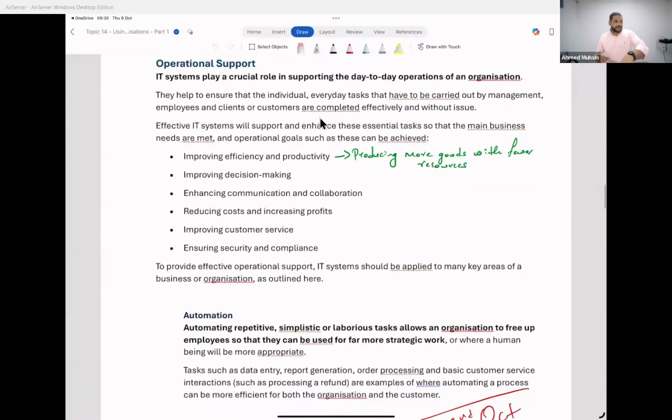We're trying to improve efficiency, do more work using minimal resources. We want to make better decisions. We want communication across all stakeholders to happen properly. We want customers to feel that they are well served. We want to improve our security. We want to be compliant. So these are reasons that we are using IT here. And we only went through one part of it, which is where we use IT to automate our processes.